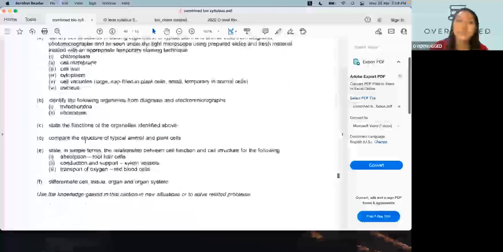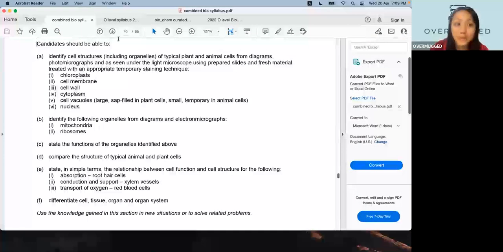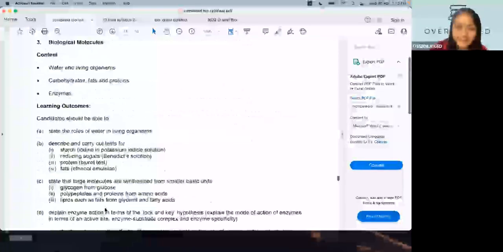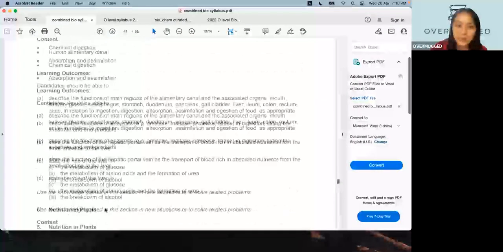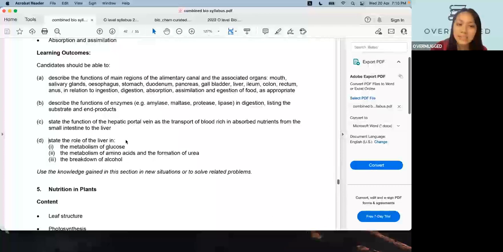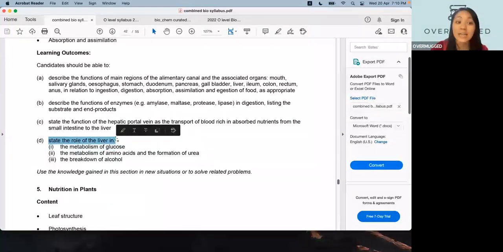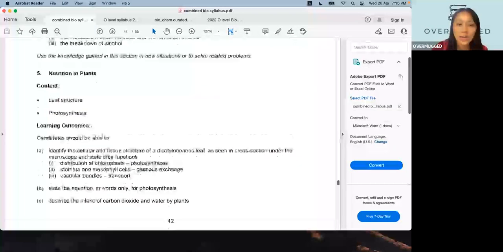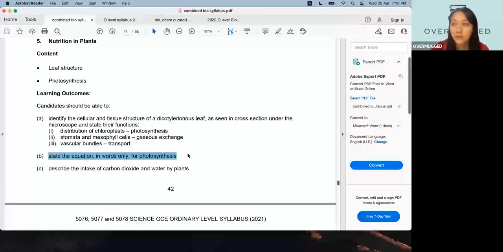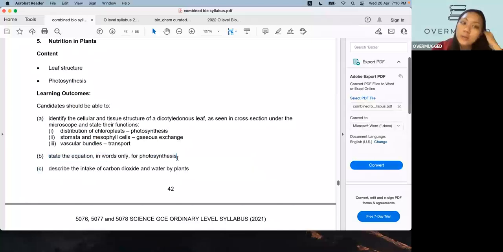This is your learning outcome. They tell you minimally what candidates should be able to do, and everything is here. If you look at this list of learning outcomes and you can't answer what the learning outcome is asking you, like state the function of the hepatic portal vein, or state the equation in words only for photosynthesis, then you don't know your content.